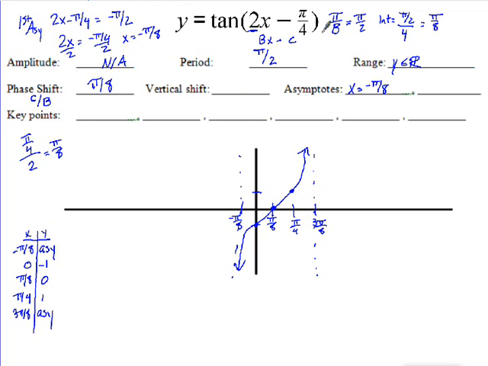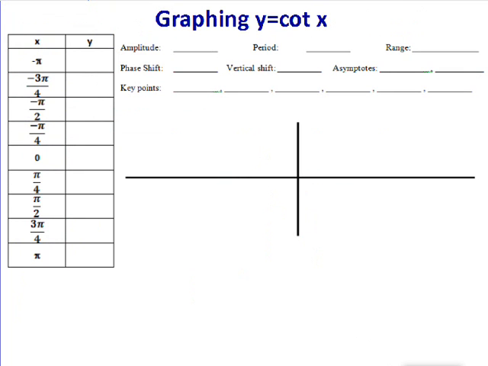Okay, vertical shift, there's nothing added outside, so that would not apply, or be none, or 0, whatever you want to write there. And then key points, again, we would copy from the table, so negative pi over 8, 0, 0, negative 1, pi over 8, 0, pi over 4, 1. Okay, so that's how you graph tangent.